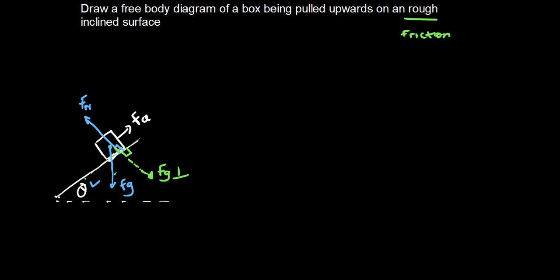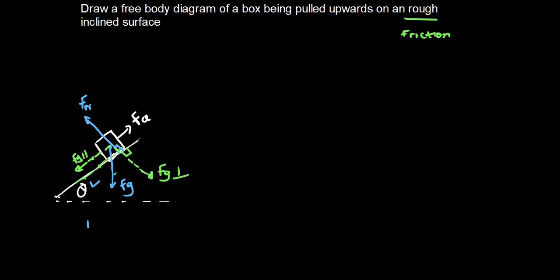Again, we said we will break it down into two components. The next component will be going down like this, and we call this component Fg parallel. Why do we say it's parallel? Because this is our surface and it is parallel to this surface.